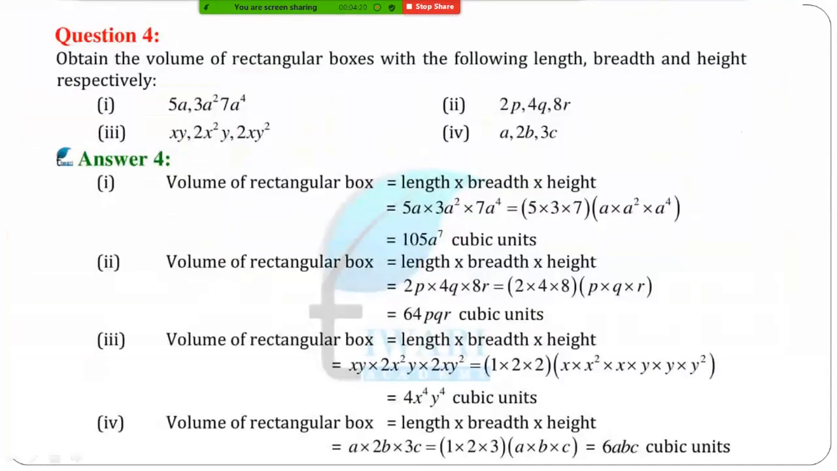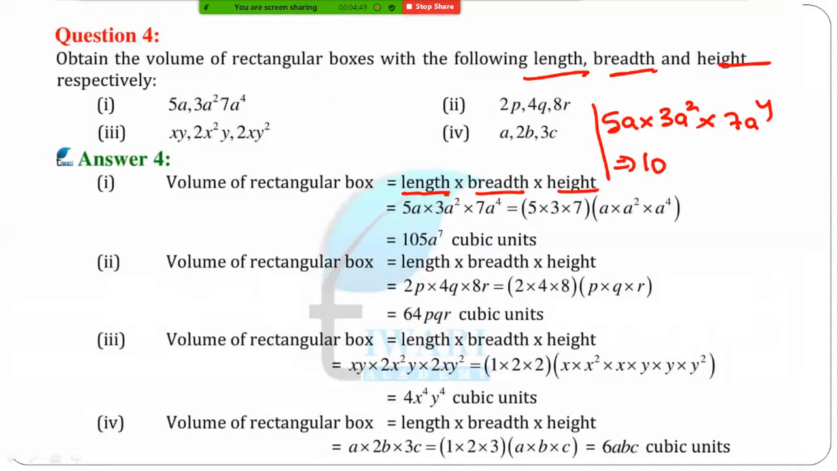Next is obtain the volume of the rectangular boxes with length, breadth and height. So volume is length into breadth into height. So we have to multiply these terms, that is 5a into 3a square and the last term is 7a4. First multiply the numerical terms. 5 into 3 is 15, 15 into 7 is 105.